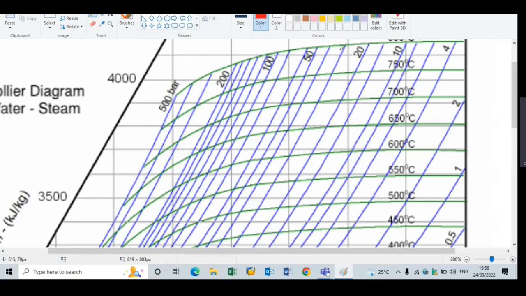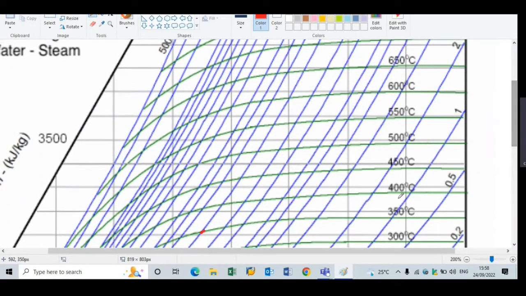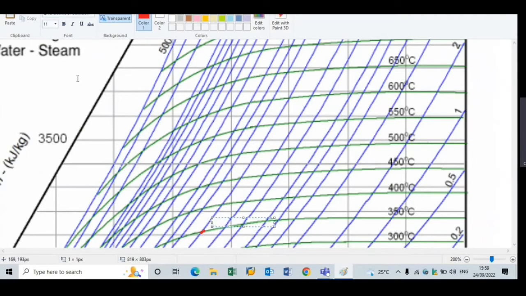So we have to select the 30 bar pressure and at the same time the 350 degrees Celsius temperature. If we observe, this green colored line indicates the temperature: 500 degrees Celsius, 550 degrees Celsius. So we have to select the temperature of 350 degrees Celsius. The intersection of this temperature line and pressure line is the point we select, and this point is the initial condition of the steam. So I will take this point as point 1.